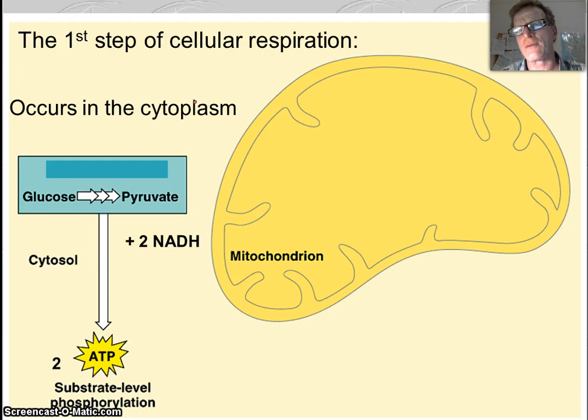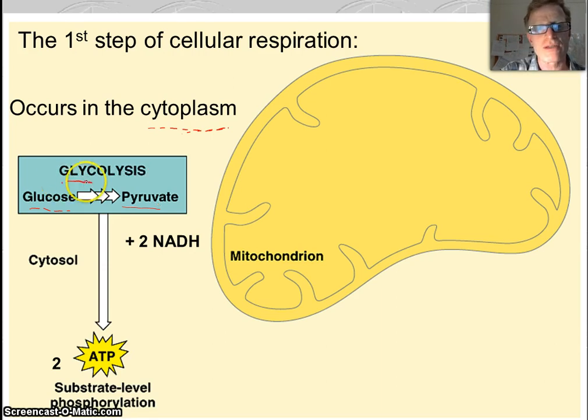So the first step of cell respiration is, first off, we're not in the mitochondria yet, we're out here in the cytoplasm. And it's a process whereby glucose is chopped in half. So glucose is 6 carbons. We chop it in half into 2 3-carbon molecules called pyruvate. And that process of splitting or lysing a sugar is called glycolysis. Again, glyco means sugar, lysis means splitting. So we're essentially just chopping it in half.